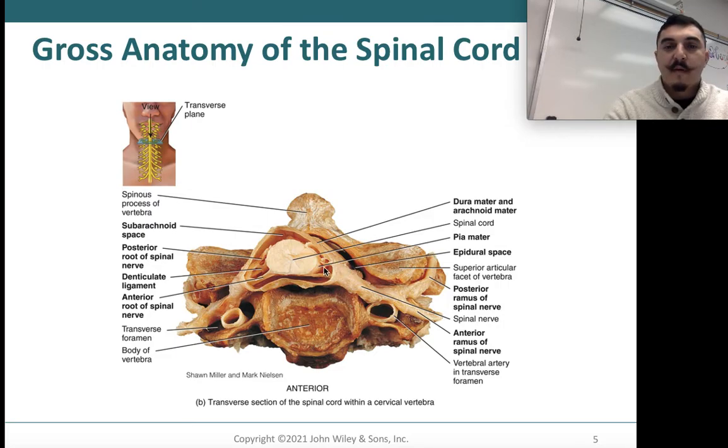We have our pia mater on the inside. Right. What else do we have? Here's pretty much our spinal cord. Here's the body of the vertebra. The subarachnoid space is between the pia and arachnoid, so before the arachnoid, right? And epidural is like epi, around it, so it's outside, between the dura and the arachnoid.